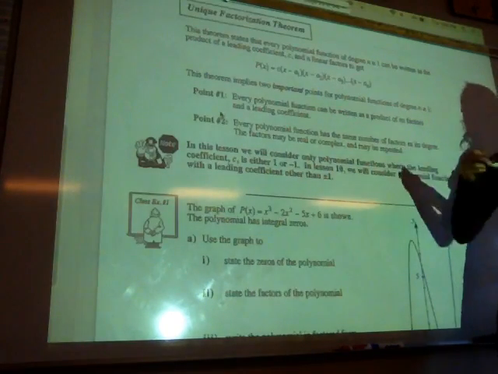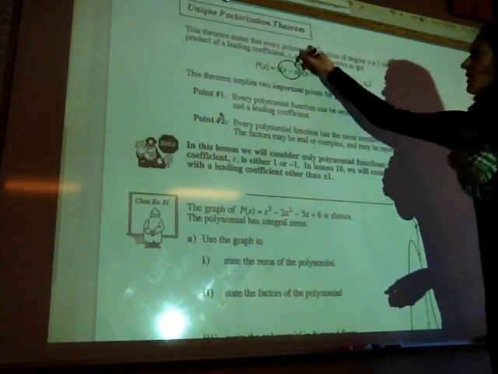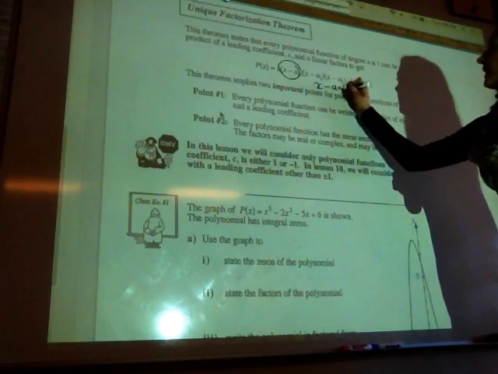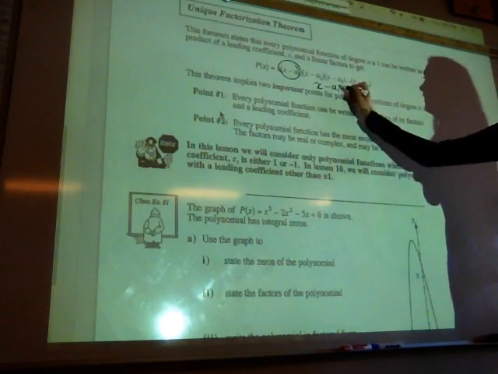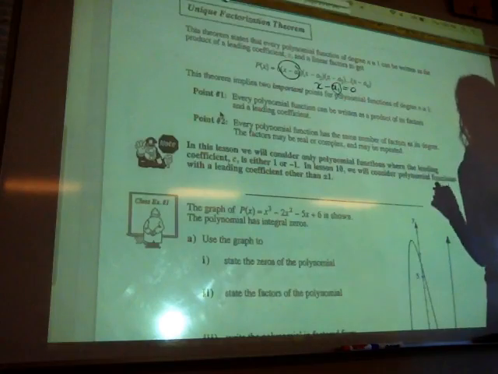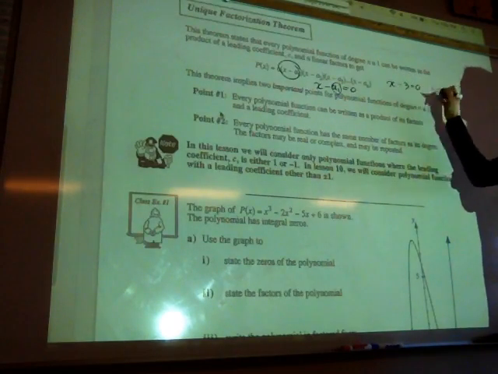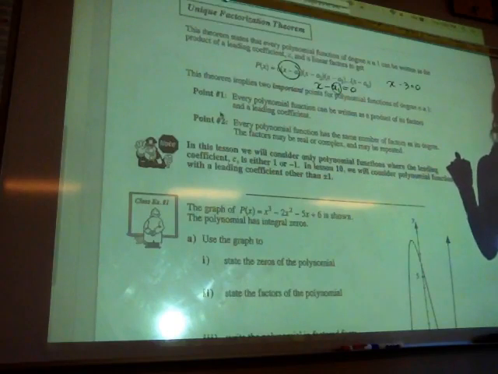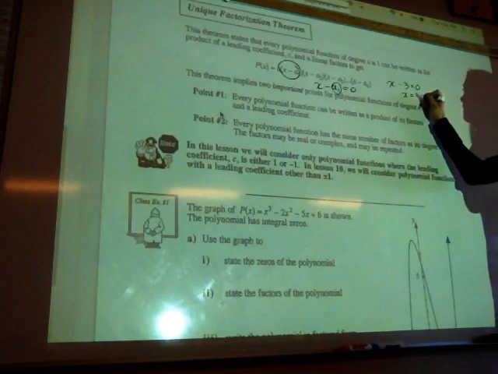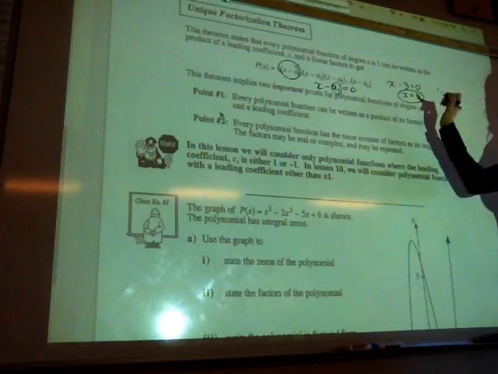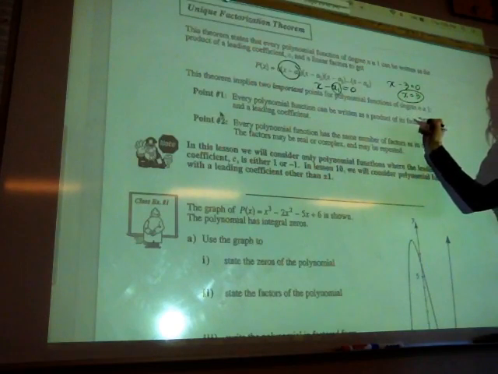If you were to take an individual factor, say x minus a1 equals 0, and this is some random number, let's say 3: x minus 3 equals 0. What would be the value of x for that? 3. So that would be my x-intercept from that factor.